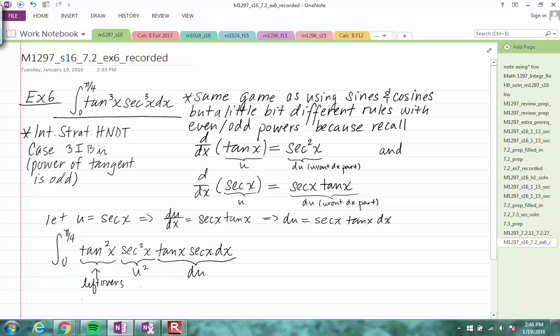So I'm kind of getting ahead of myself. Let me write down a few things that I was saying. So leftovers, we need to use the u, which is secant of x, which seems bizarre, again, because it's tangent, but this is where the motivation for the identity comes in.